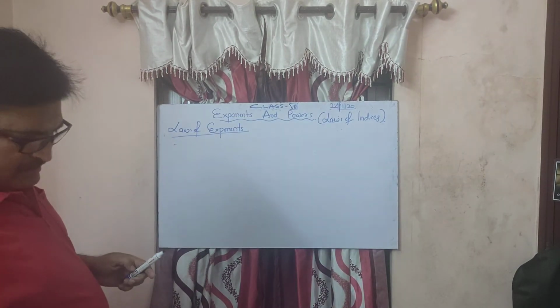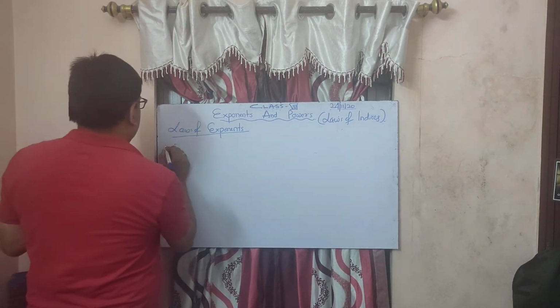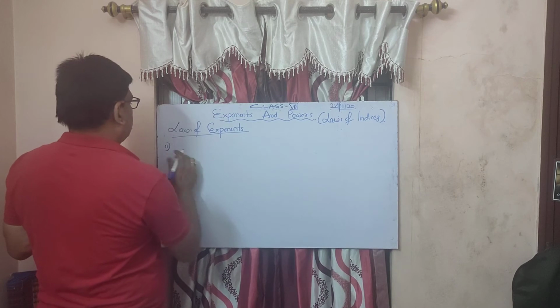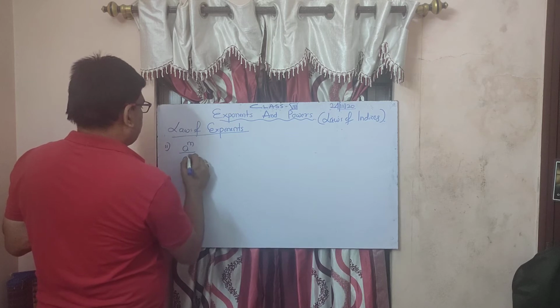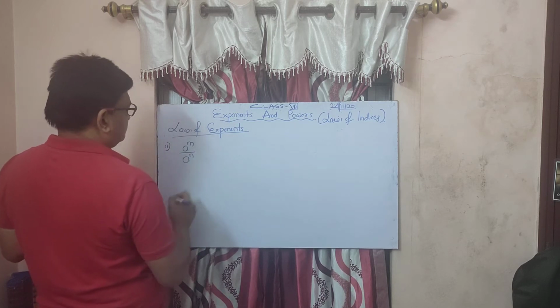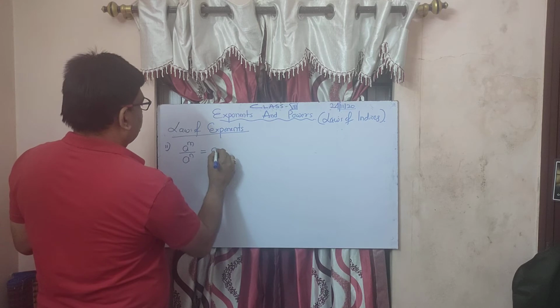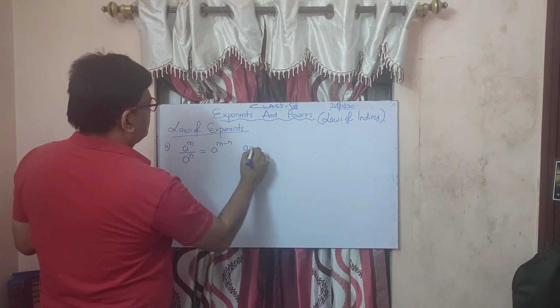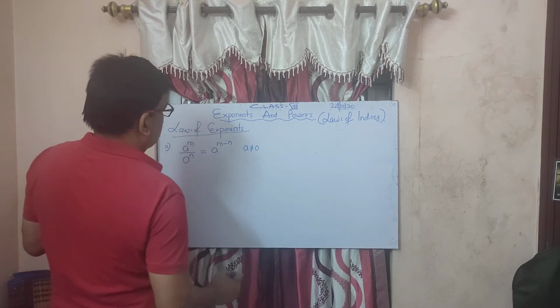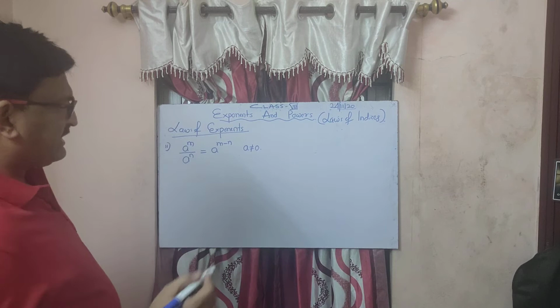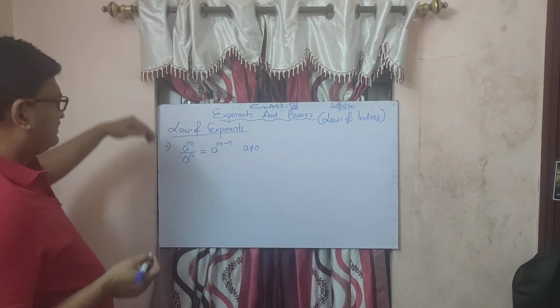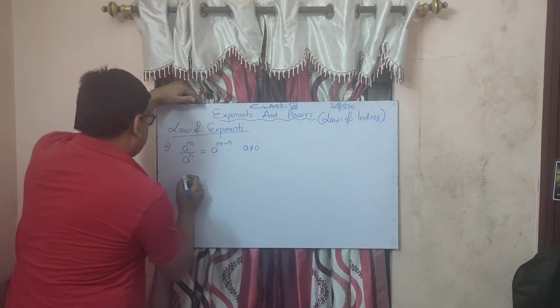Now, second law. What is the second law? a to the power m divided by a to the power n is equal to a to the power m minus n. Again, a should not be equal to 0. Now, look here. We'll solve some examples, and you will understand what this formula means.